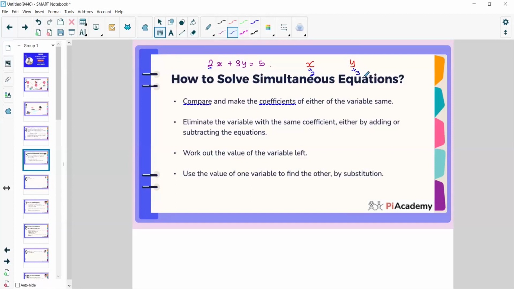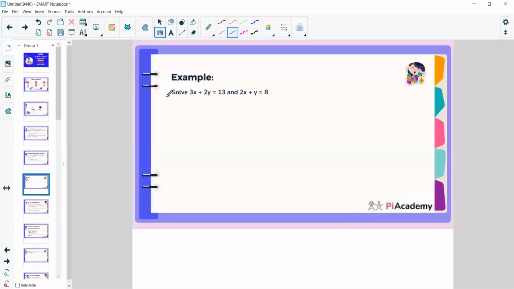Okay. So what is my first job? Suppose I have a bunch of two equations. My first job is to make the coefficients of either of the variables same. Okay. So let me just show you the example. I have these two equations: 3x plus 2y equals 13 and 2x plus y equals 8.